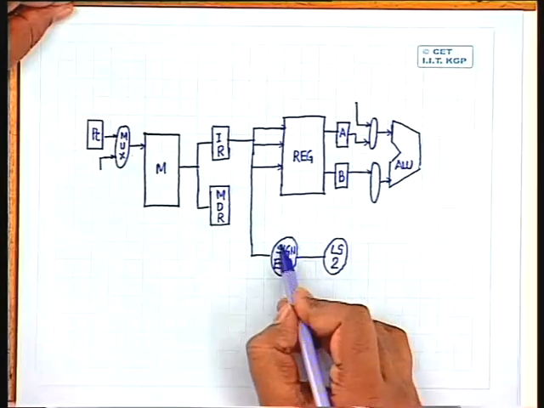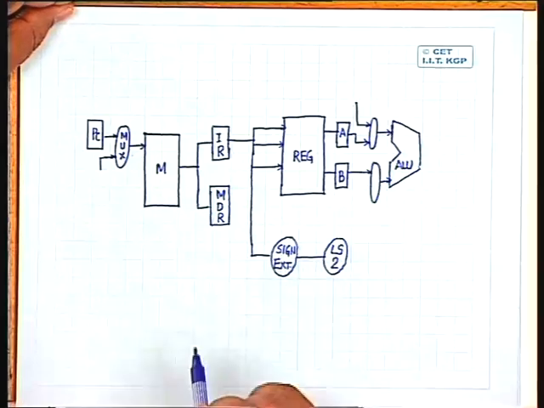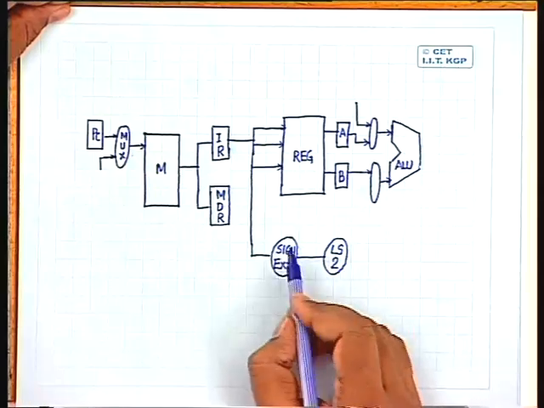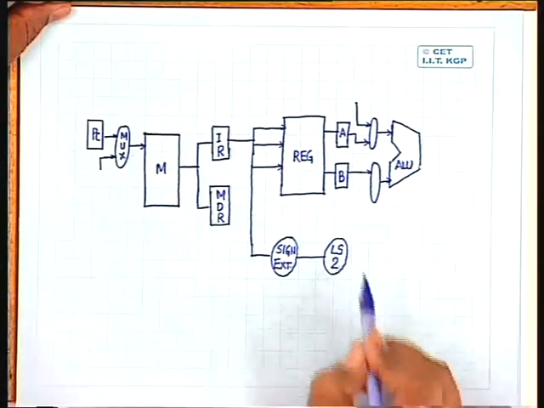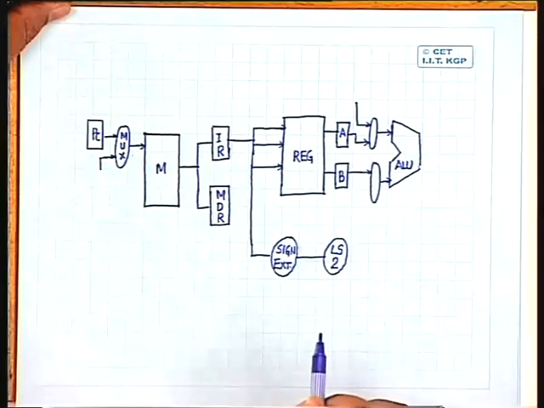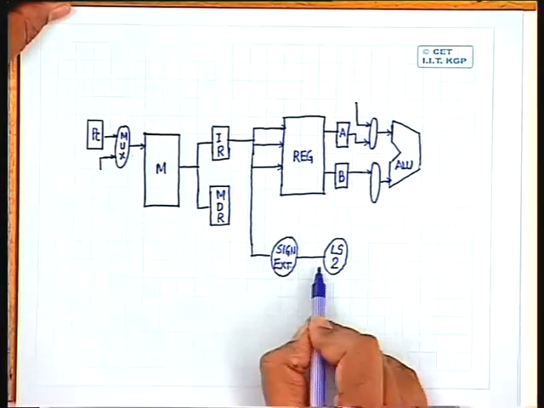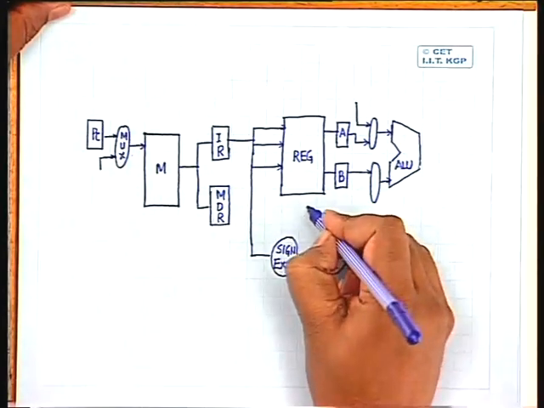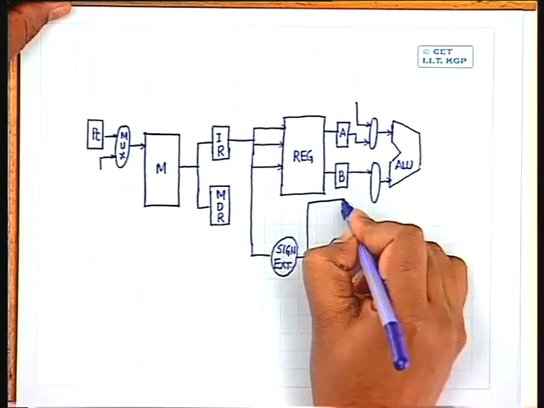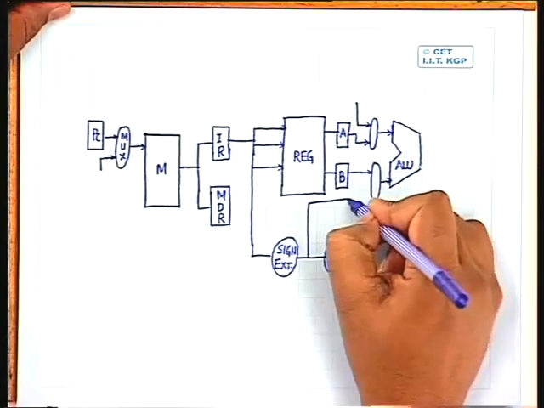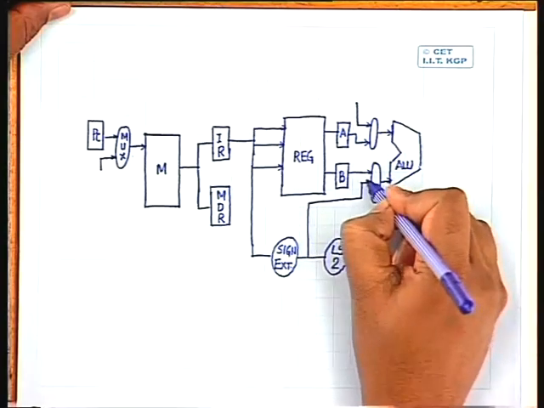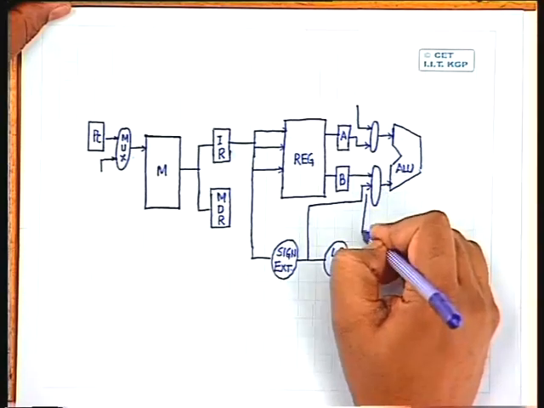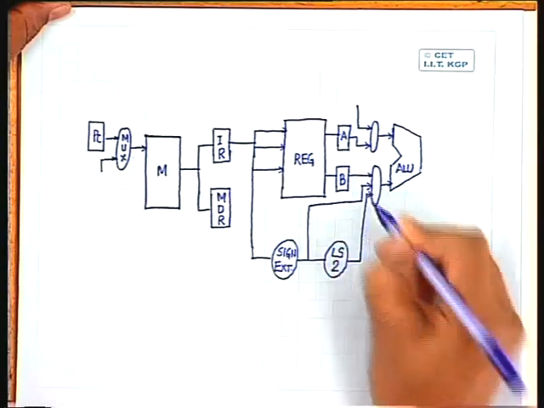Now there are operations in which we need only the sign extension. There are cases when we need both sign extension and left shift operation. Only sign extension will be needed when we want to compute the address of the data in the memory. And we need both of them when this offset will be used for calculation of the branch address. That means to this multiplexer, I have to provide this input. One of the multiplexer inputs will be this one, that is only sign extension. The other input to the multiplexer can be after the left shift operation.